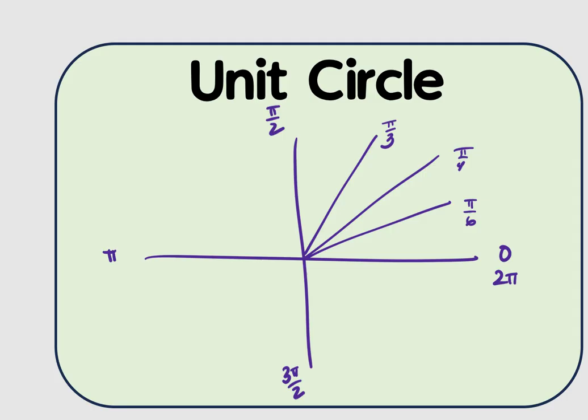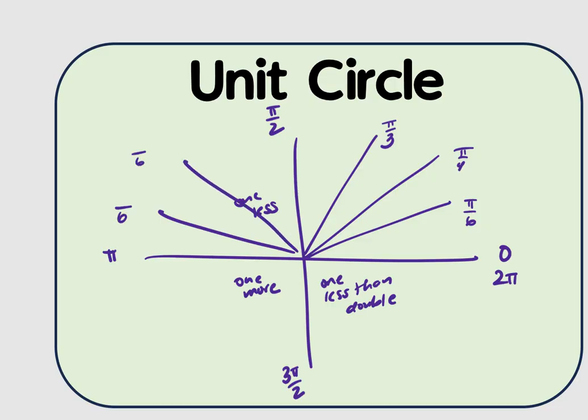And then we went over tricks, right? In the second quadrant, what's the trick to knowing your numerator? Good. It is 1 less. In the third quadrant, it is 1 more. And in the fourth quadrant, it's 1 less than double. So this would be, you're over 6, again, closest to the x-axis. You're over 4 in between. And you're over 3, closest to the y-axis.